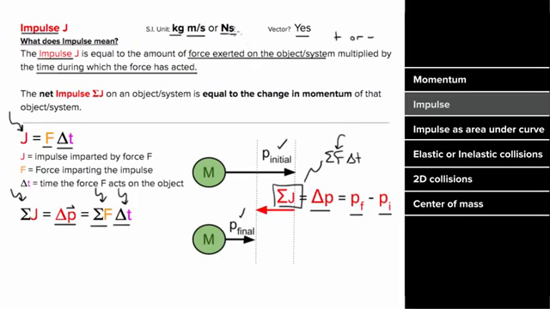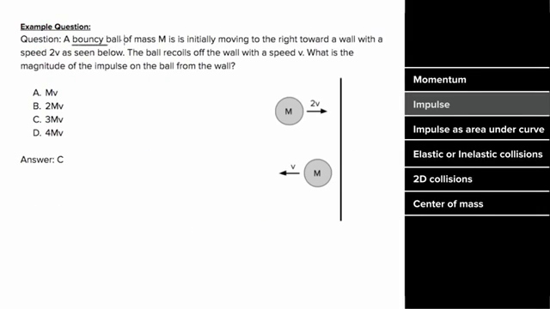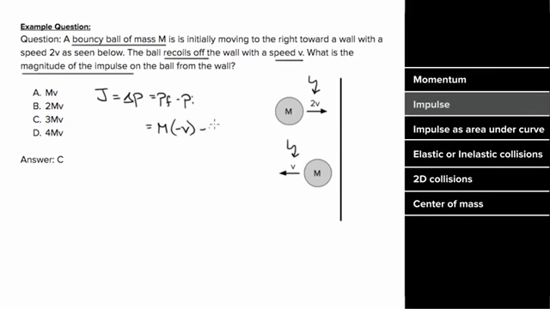So what does an example problem involving impulse look like? Let's say a bouncy ball of mass m is initially moving to the right with a speed 2v, and it recoils off a wall with a speed v, and we want to know what's the magnitude of the impulse on the ball from the wall. So the impulse J is going to be equal to the change in momentum. The change in momentum is P final minus P initial. So the final momentum is going to be the mass times the final velocity, but this velocity is heading leftward, so you can't forget the negative sign, minus the initial momentum, which would be m times 2v, which gives a net impulse of negative 3mv.